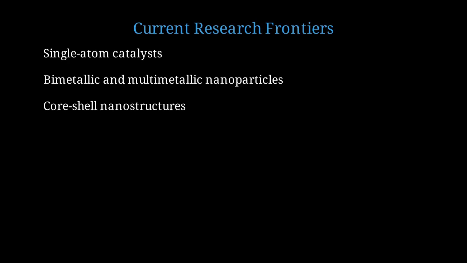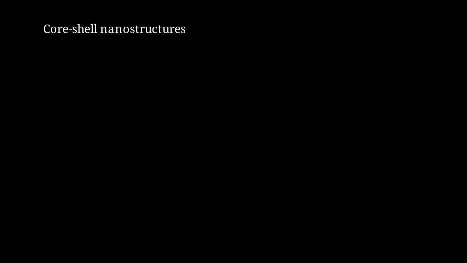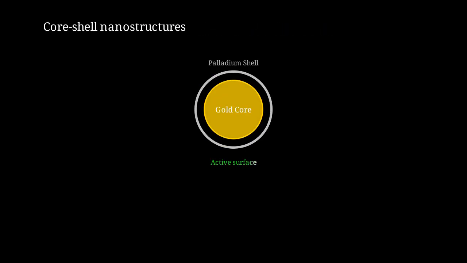Core shell nanostructures have one metal at the core and another as the shell. This architecture allows us to use expensive metals like platinum or palladium only at the surface, reducing cost while maintaining performance. For example, a gold core with a palladium shell. The gold core provides structural stability, while the thin palladium shell provides catalytic activity.